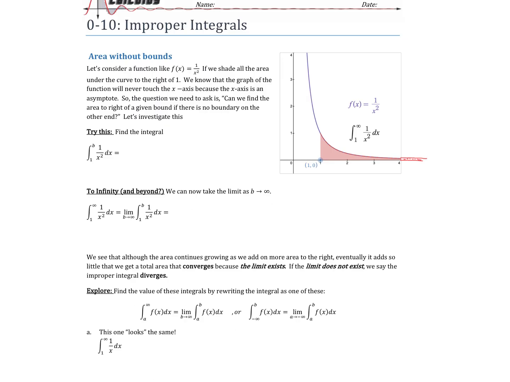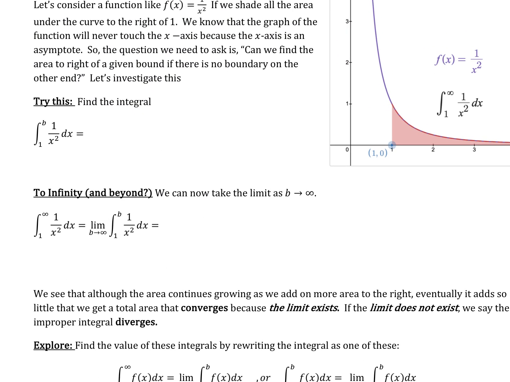So let's find the integral of 1 over x squared from 1 to b. Okay, so we might rewrite that as the integral of x to the negative 2 dx. And if we add 1 to the exponent, we get x to the negative 1 divided by negative 1. So we have negative 1 there. And that'll be from 1 to b.